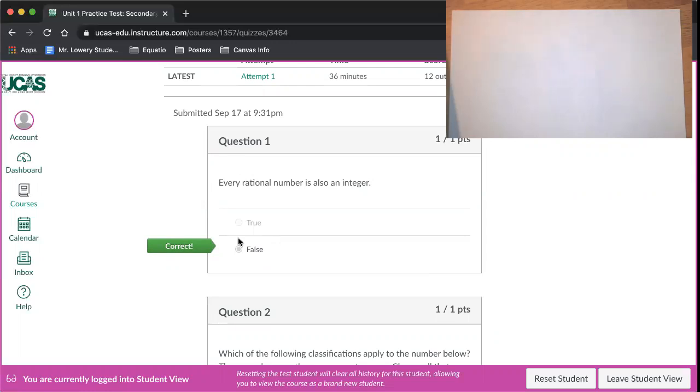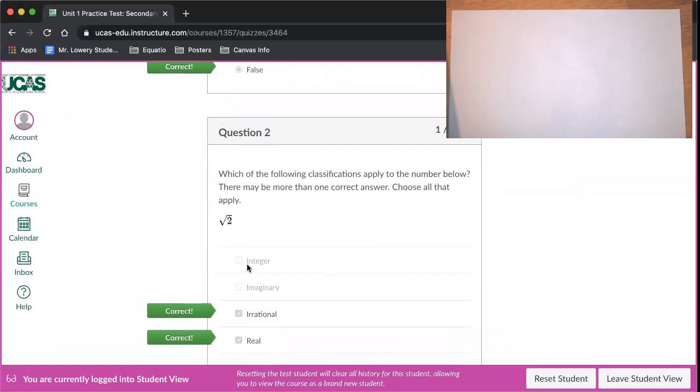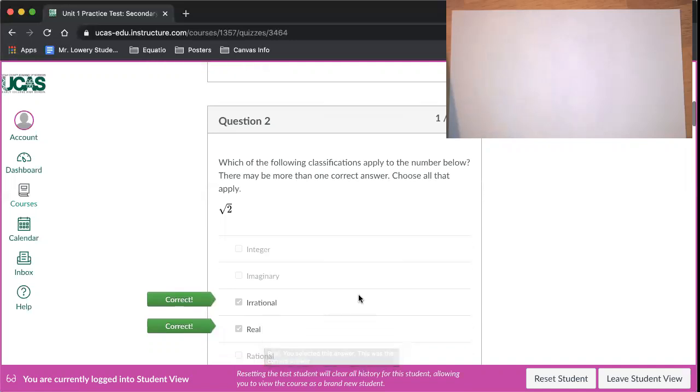So the idea here is don't try to memorize the answers. Try to understand concepts. The concept that we're talking about here is that Venn diagram with number sets. If you understand that Venn diagram, then you can answer questions like this. Same thing here. Don't memorize that square root of 2 is irrational and real. Understand what an irrational number is. Understand that every irrational number is also real. Understand that there's another set of numbers called rational numbers.